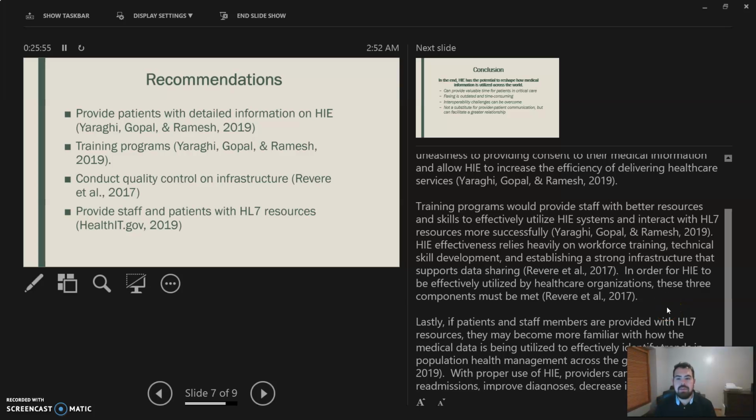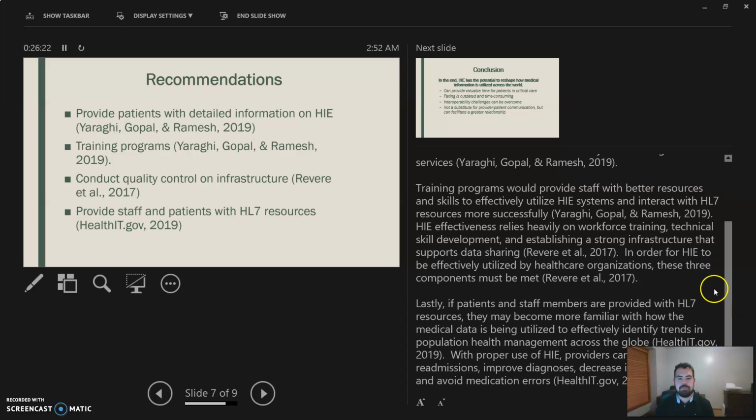Training programs would provide staff with better resources and skills to effectively utilize HIE systems and interact with HL7 resources more successfully. HIE effectiveness relies heavily on workforce training, technical skill development, and establishing a strong infrastructure that supports data sharing. In order for HIE to be effectively utilized by healthcare organizations, these three components must be met.